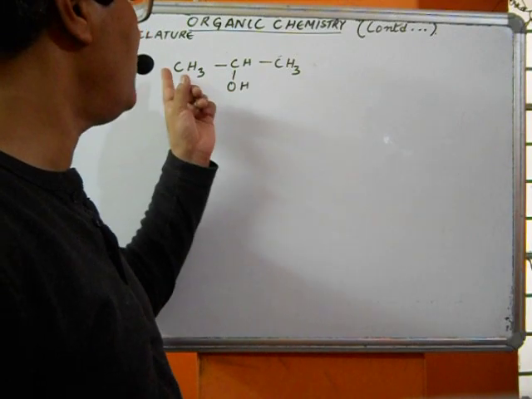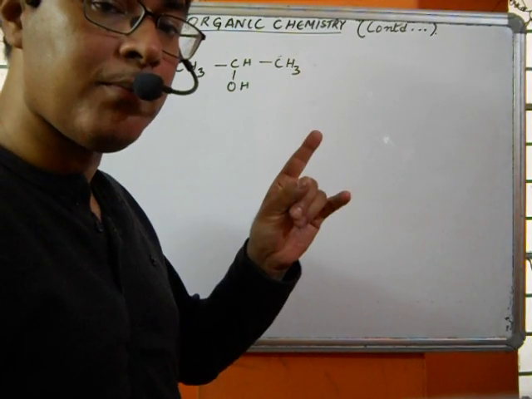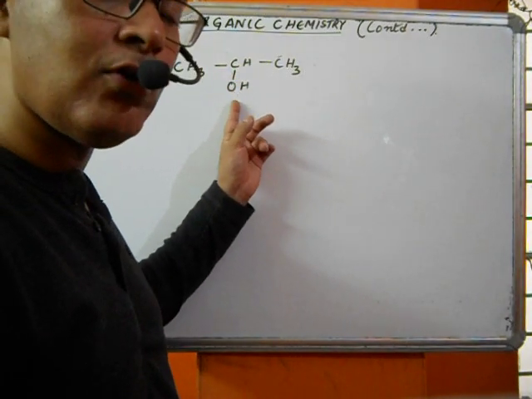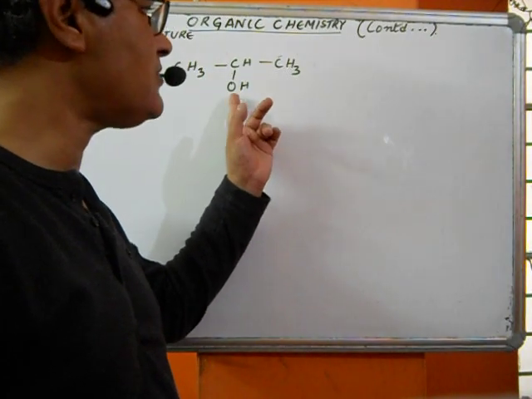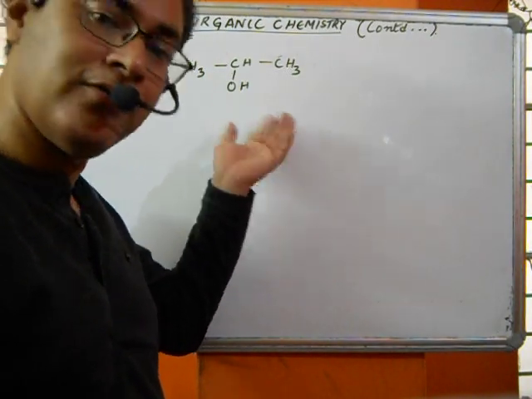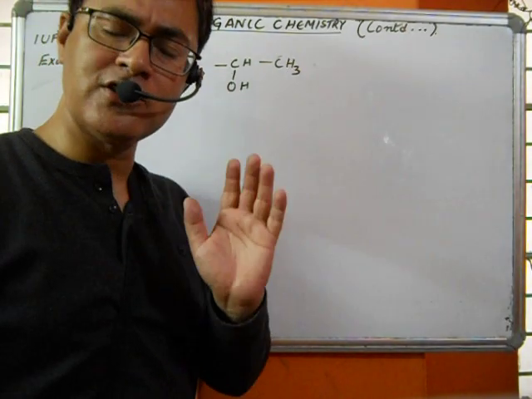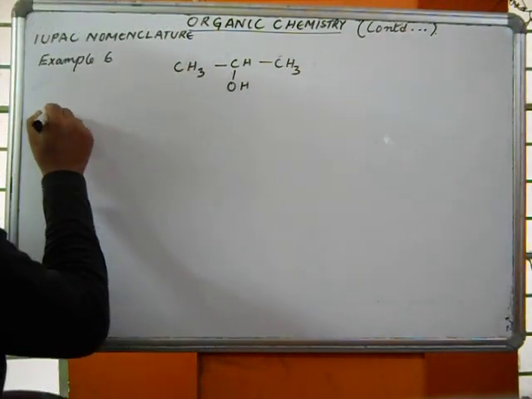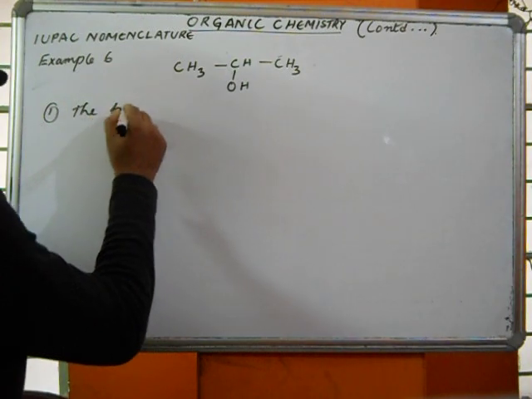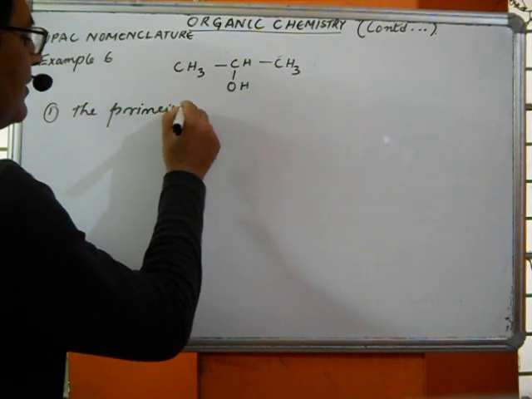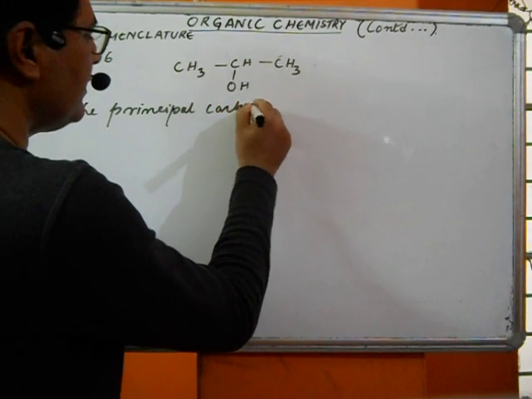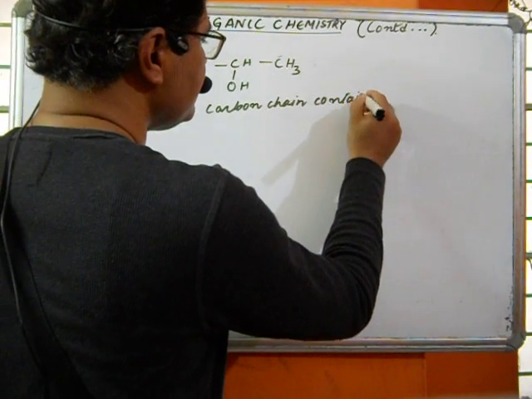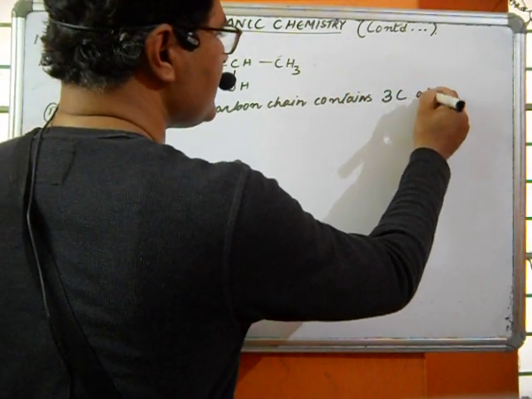So the original compound was 1, 2, 3, propane, right? One of the hydrogens over here was replaced with an OH. So it's a derivative of alkanes. Let's start off. Our first job is to find out the principal carbon chain. The principal carbon chain contains 3 carbon atoms.